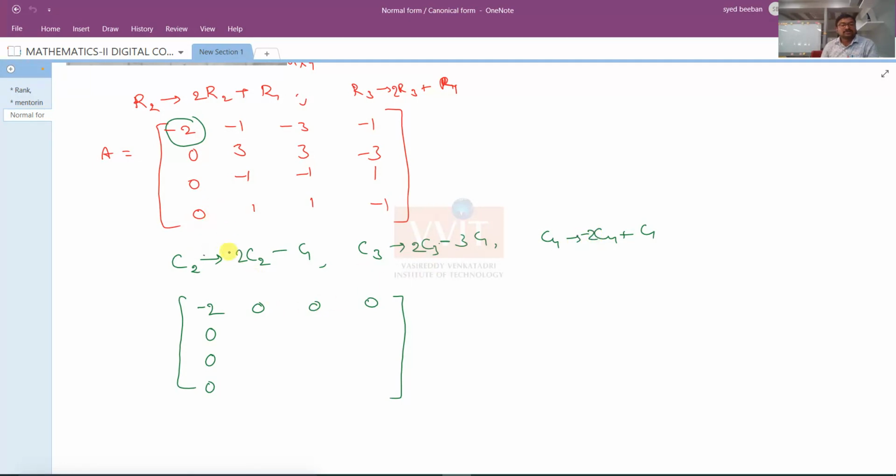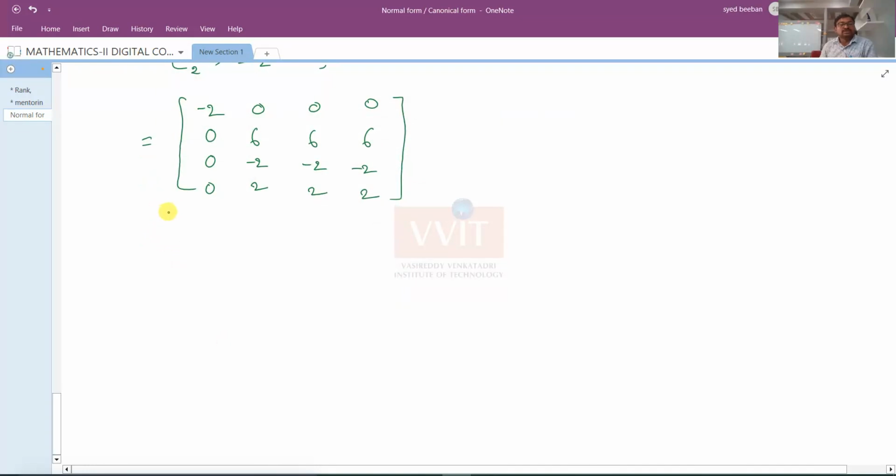So I can write here C2 will be 2C2. That means 6, minus 2, 2. C3 will be 2C3. That means here 6, minus 2, 2. C4 will be minus 2C4. So minus means plus 6, minus 2, plus 2. This I'll get here. So this is at the end of the second operation. Now the elements below the A11 and beside the A11 are 0.